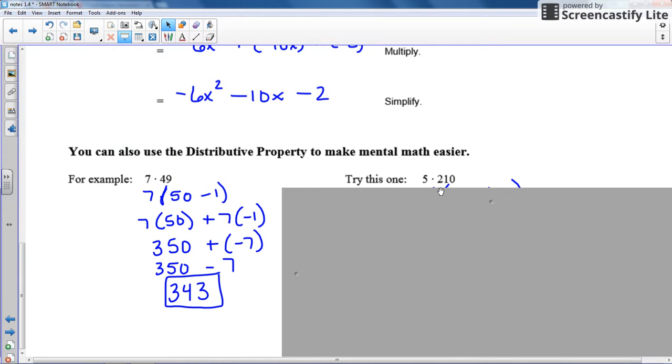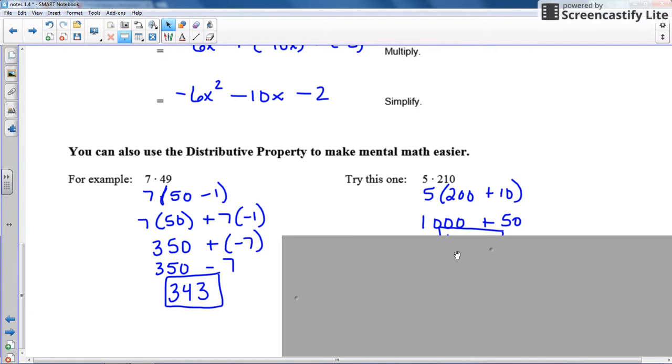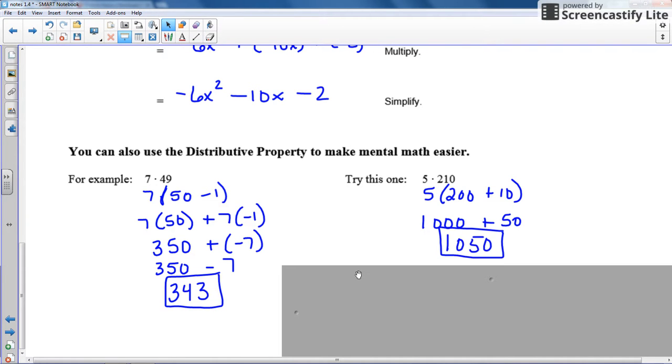Here's another one. 5 times 210. I can replace 210 with 200 plus 10. And then using my distributive property, 5 times 200 is 1,000. 5 times 10 is 50. So I get 1,050. And that makes it pretty easy to do mentally.